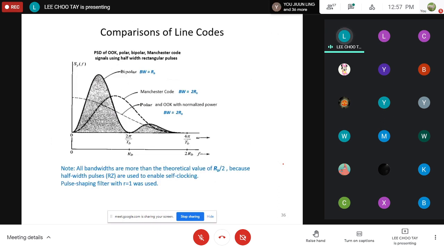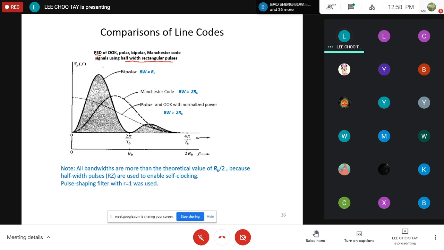Okay, so what about bandwidth? This slide shows you the power spectral density of different types of line code. And we are actually using half-wave rectangular pulses. We haven't even done pulse shaping. We are actually looking at the half-wave rectangular pulses.